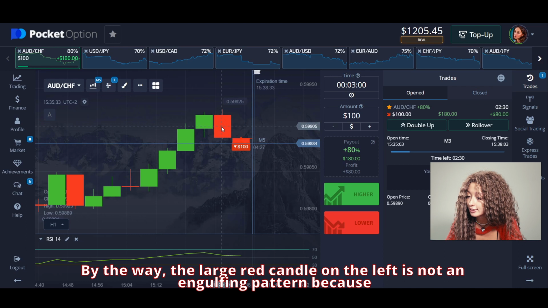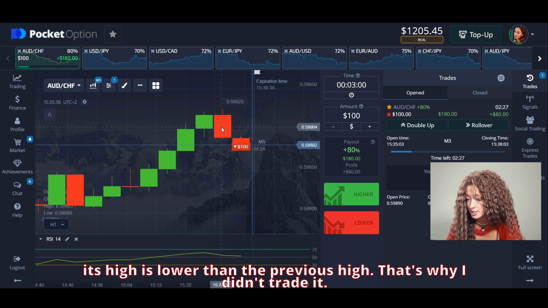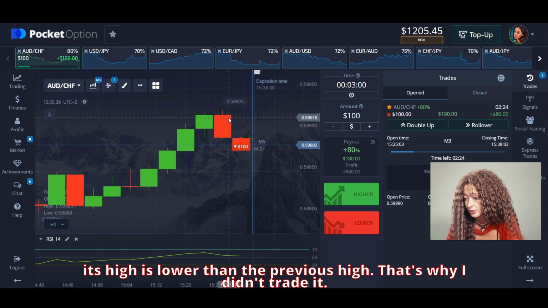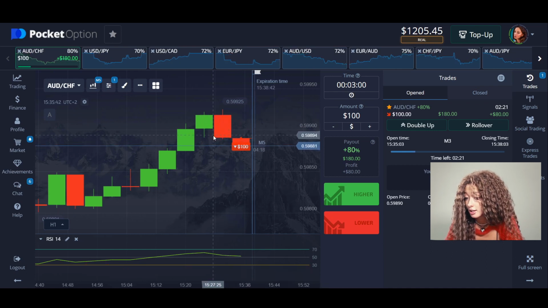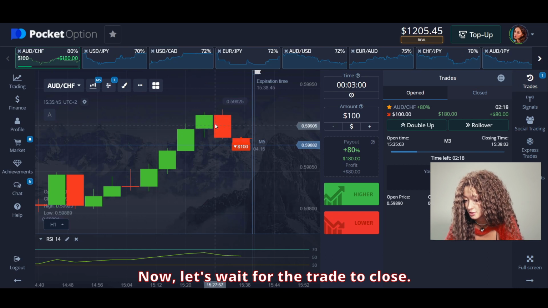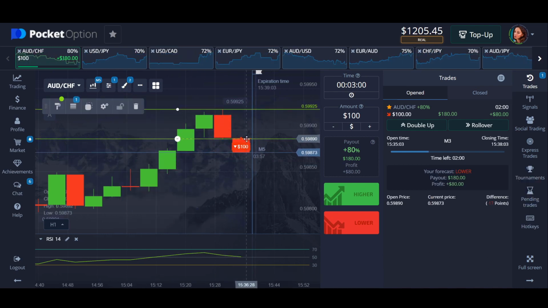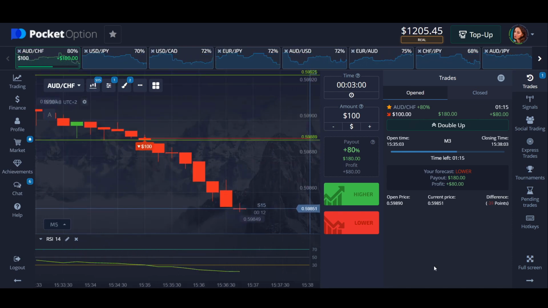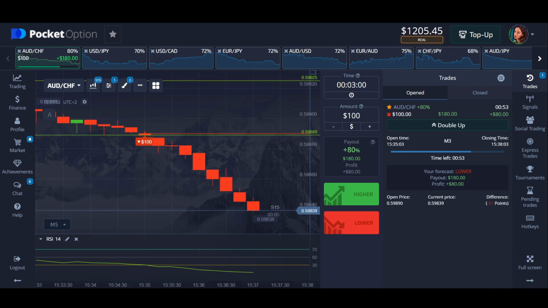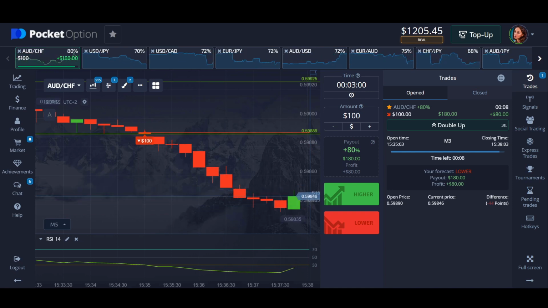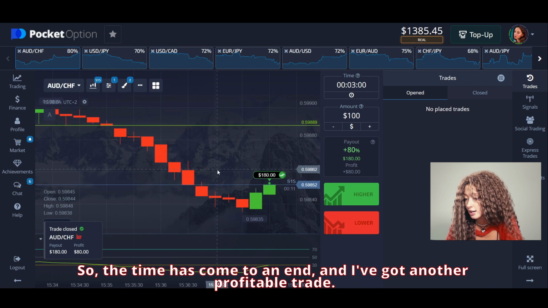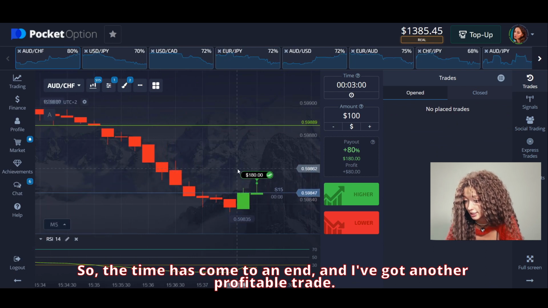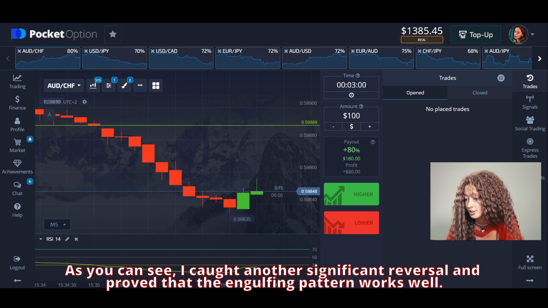By the way, the large red candle on the left is not an engulfing pattern because its high is lower than the previous high. That's why I didn't trade it. Now let's wait for the trade to close. So the time has come to an end, and I got another profitable trade. As you can see, I got another significant reversal, proving that the engulfing pattern works well.